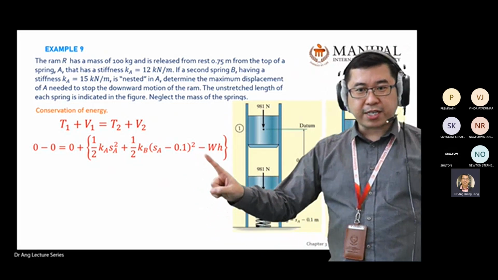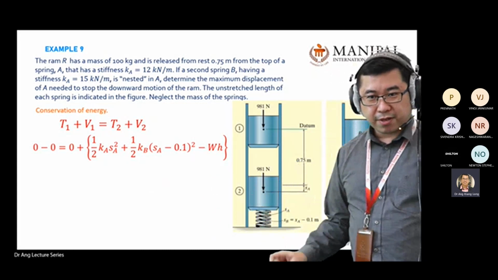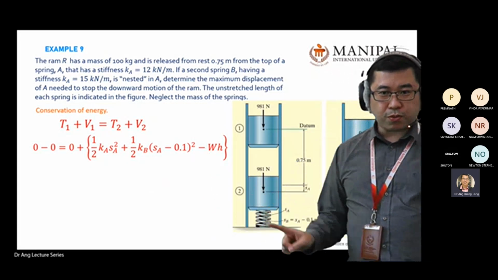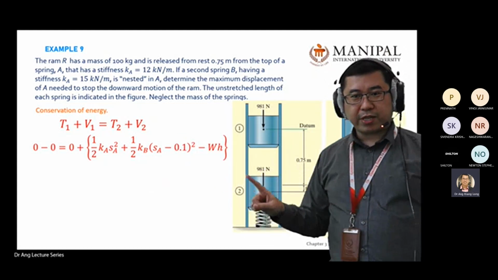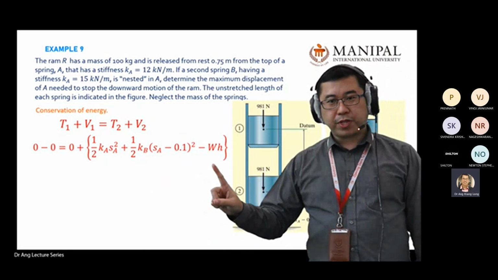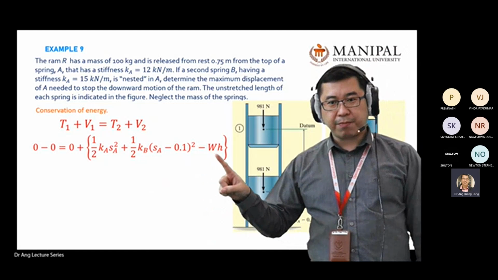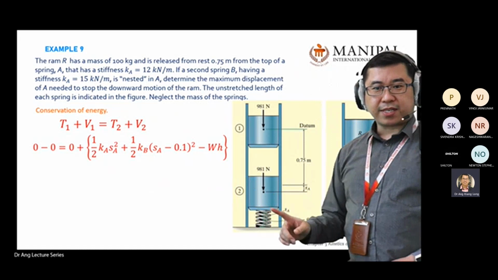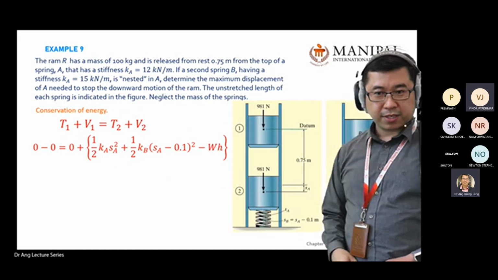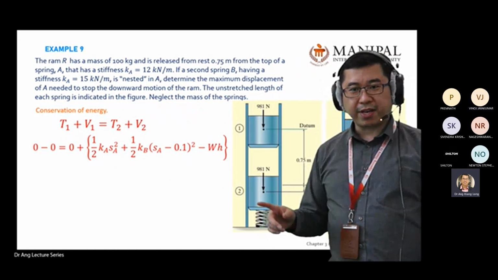Can you explain why you get a negative at position 2? Why, when your ram reaches position 2, is your potential negative WH? Why is it negative WH? It's below the datum, sir. Correct. Okay, very good.